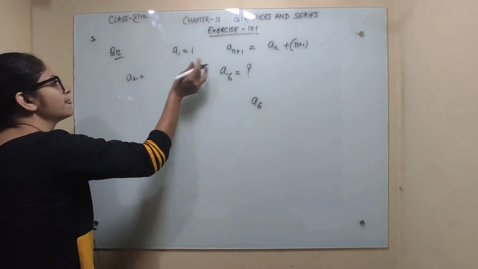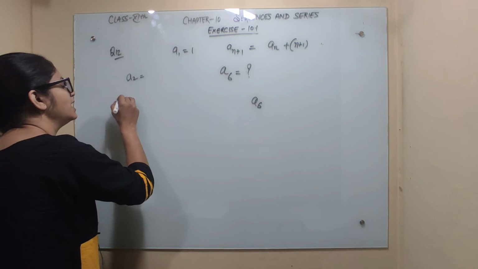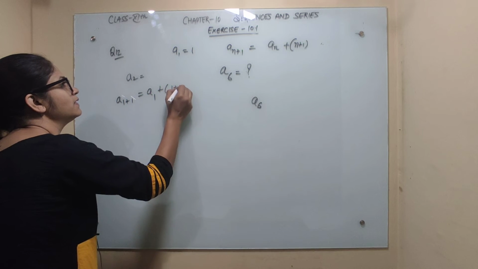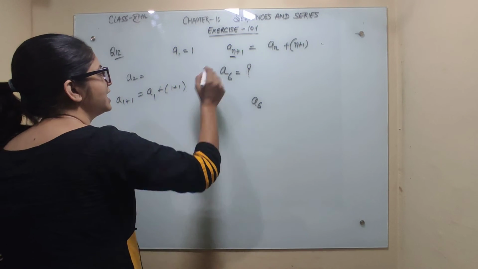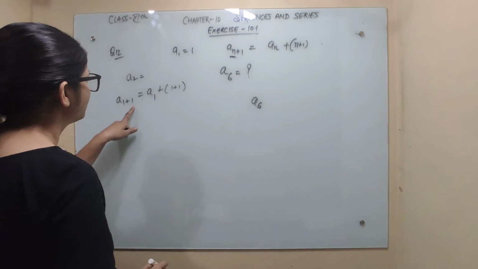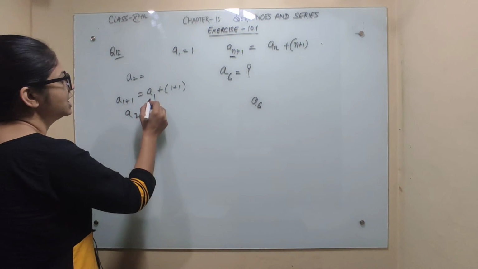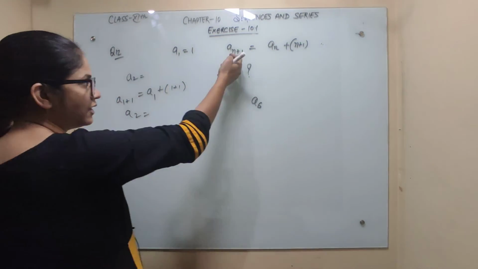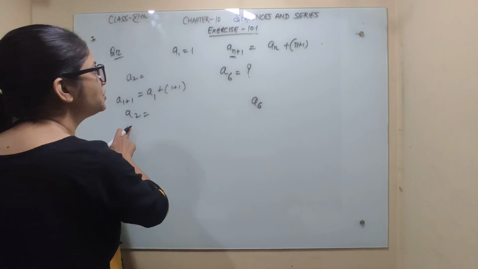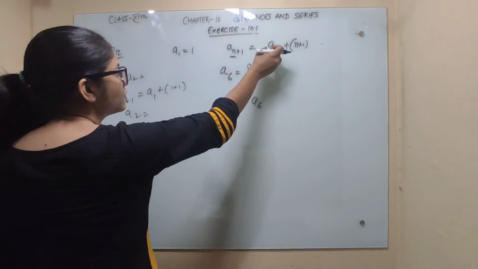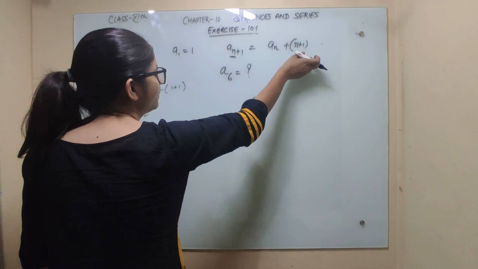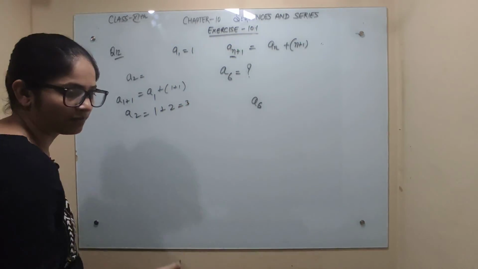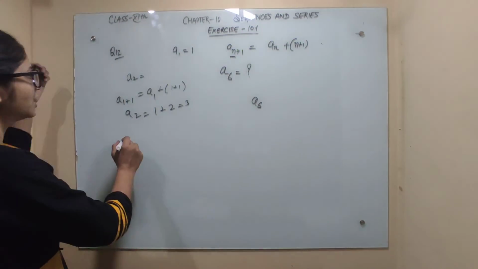A2 will be what? A1 plus 1, I can write. At the place of n I am writing 1. So I will get A2. Here see, at the place of n first I am substituting 1. So A1 plus 1, I will get A2, means second term. So A1 plus 1 plus 1. A1 is 1, 1 plus 1 is 2. So A2 you will get 3. A2 is 3. Same you can find A3.